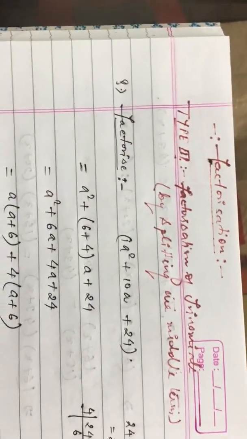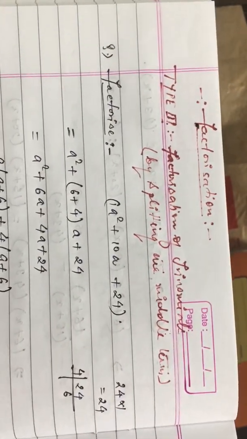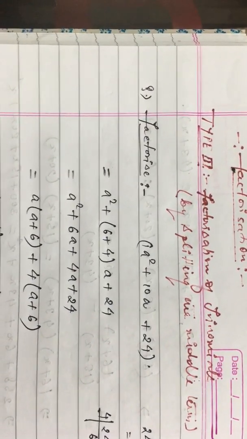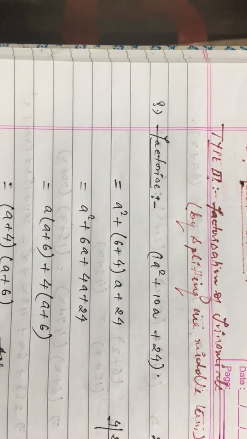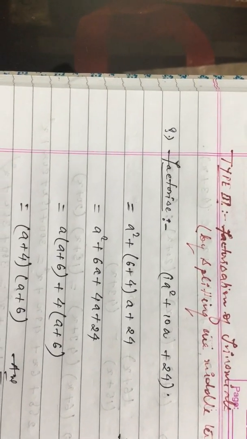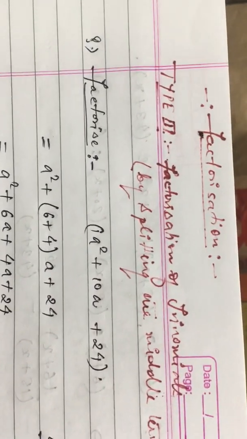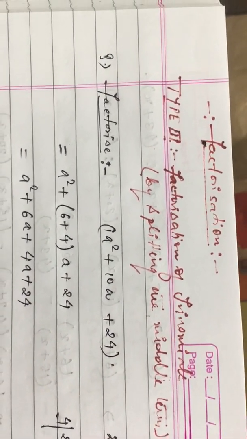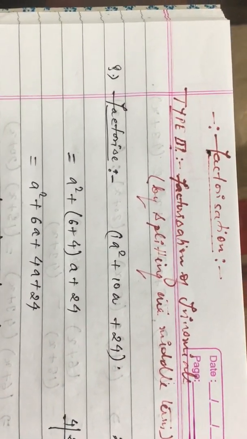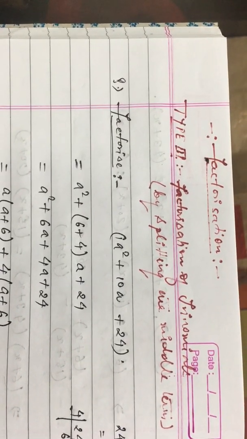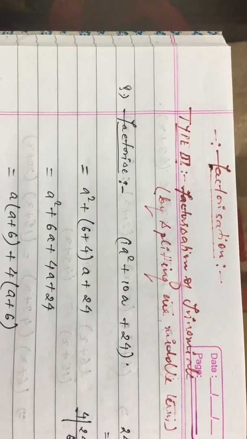In the previous video, I was discussing the chapter factorization. The chapter is categorized into five different types of questions. In type 1, we had already seen factorization by taking out some common factor. In type 2, factorization by grouping. In type 3, factorization of trinomials, which means factorization by splitting the middle term.